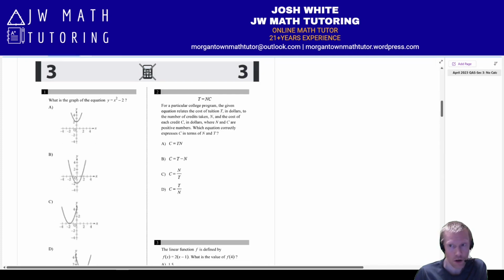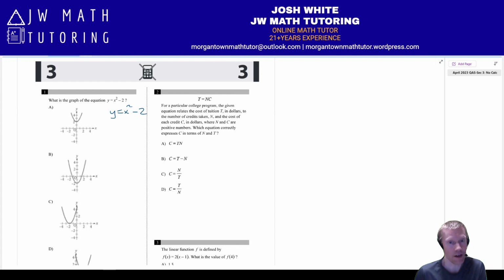So if you are familiar with transformations or shifts of graphs, you would see that this is basically just the parent function y equals x squared, which goes through the origin or 0, 0, and then it's shifted down 2 units, because we have a minus 2 here, which is outside the parentheses. So the correct answer for this one is going to be letter B.